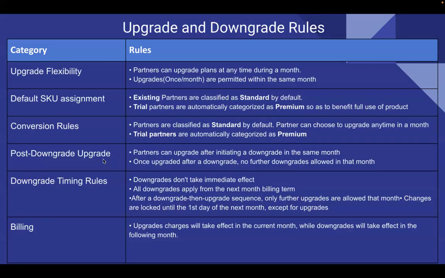Post downgrade and upgrade: I think in a month, if you have done the upgrade once initially, you can downgrade once. Once upgraded, after a downgrade no further downgrades are allowed in that month, right? So there is a block in there. And then downgrade timing rules, on how the billing will be affected. A downgrade doesn't take effect immediately. It applies only from the next month's billing term. After a downgrade and then upgrade sequence, only further upgrades are allowed in that month. So charges are locked until the first day of the next month, except for upgrades. And definitely upgrade changes will take effect in the current month immediately, right? With downgrades, it will take effect from the following billing month.